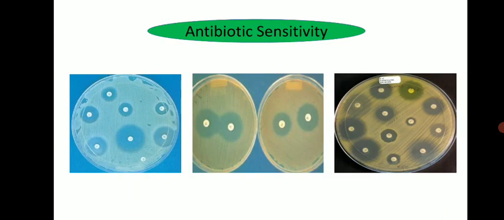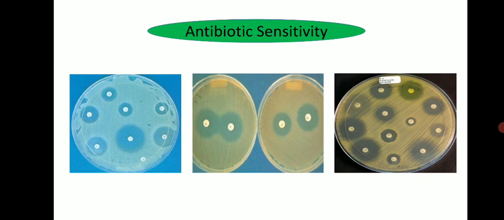The next test used in identification of microbes is antibiotic sensitivity. Antibiotics are antimicrobial substances produced by one kind of microorganism that inhibit or kill other kinds of microbes. Antibiotics are very important as far as chemotherapy is concerned. So antibiotic sensitivity is one of the important criteria used in identification of a particular bacterium or microorganism.